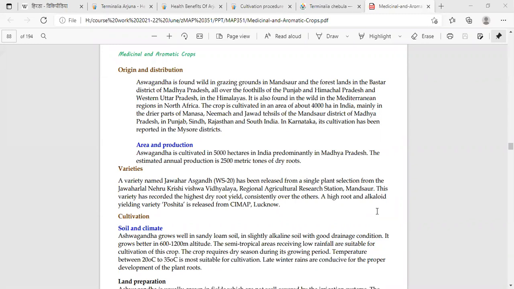Then varieties. The variety named Jawahar Asand WS20 has been released from a single plant selection from the Jawaharlal Nehru Krishi Vishwavidyalay Regional Agriculture Research Station, Mansar. This variety has recorded the highest dry root yields constantly over the others. So this is the main variety we can say which is used for cultivation, the Jawahar Asagandha. Then for high root and alkaloid yielding varieties, the Poshitha is released from CIMAP Lucknow, that is Central Institute of Medicinal and Aromatic Plants, which is located in Lucknow.